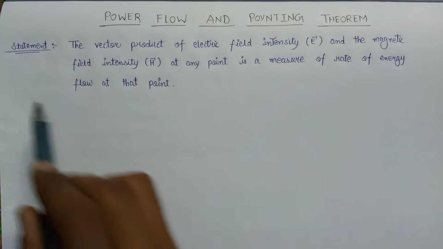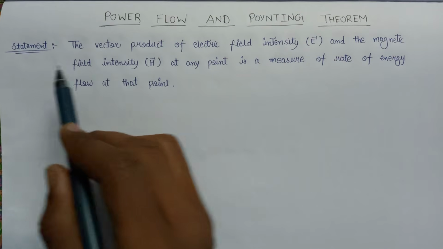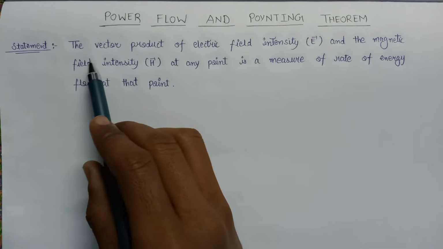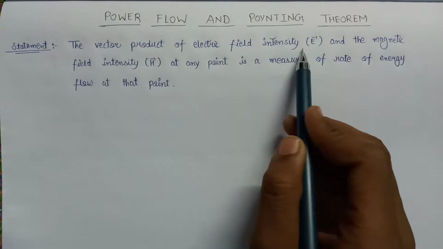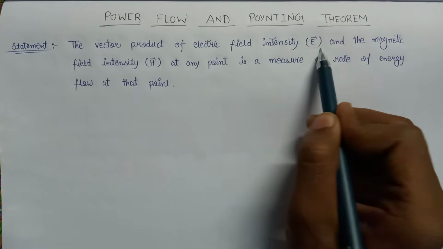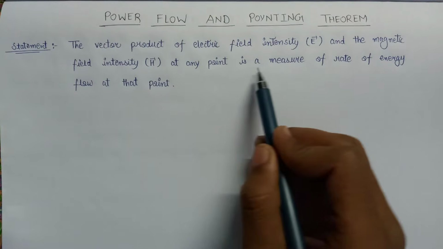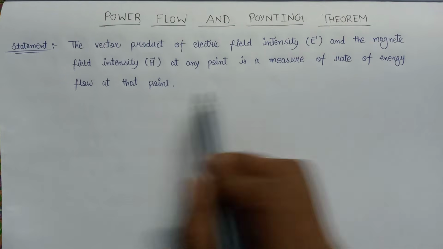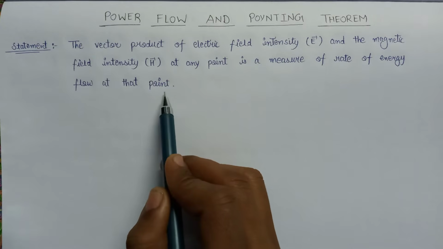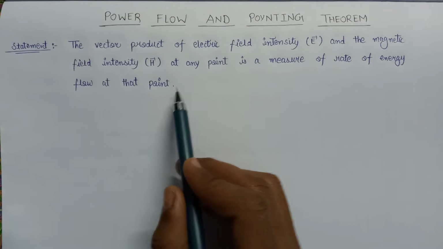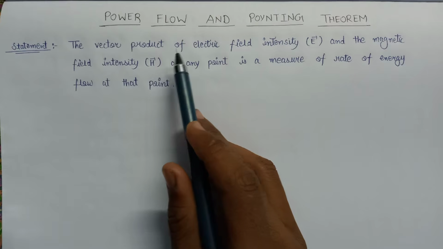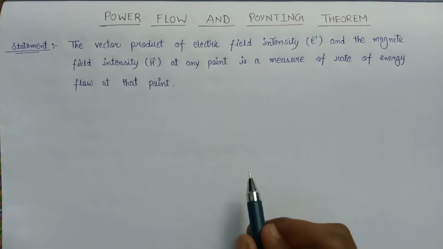Let us discuss the statement of the Poynting theorem. According to the statement, the vector product of the electric field intensity, that is E vector, and the magnetic field intensity, that is H vector, at any point is the measure of the rate of energy flow at that point. So this is all about the Poynting flow, power flow and Poynting theorem.